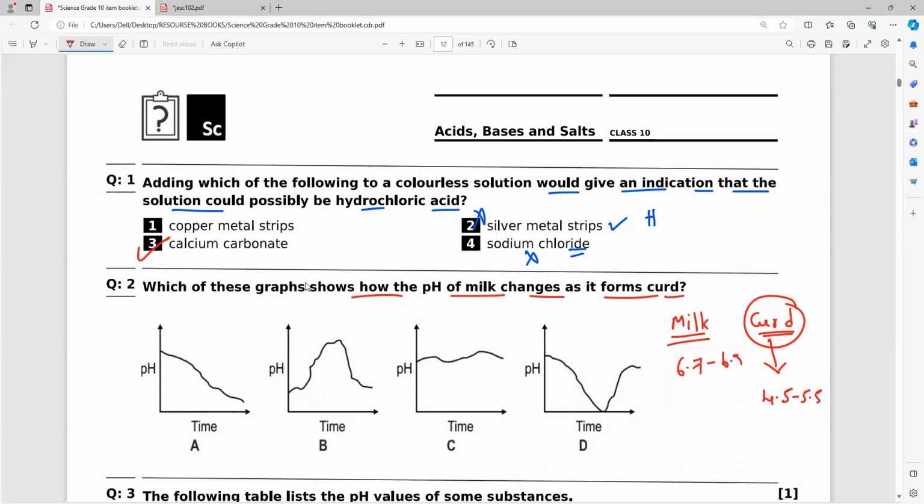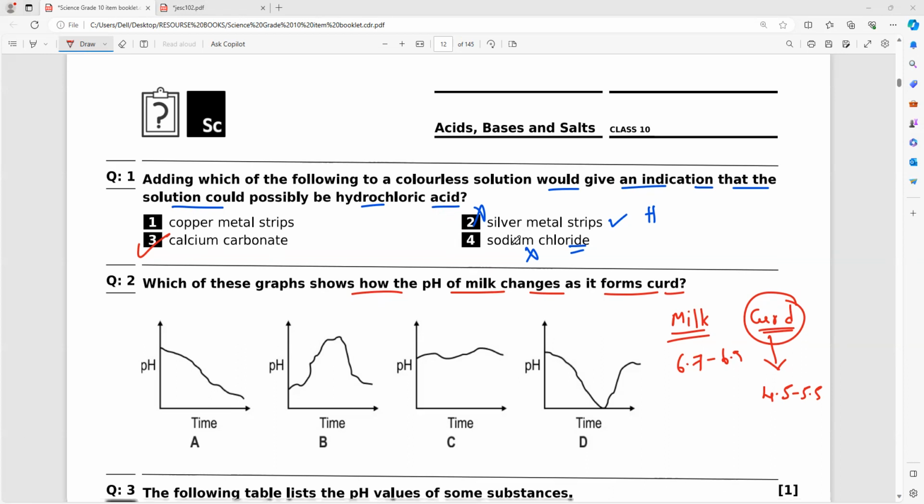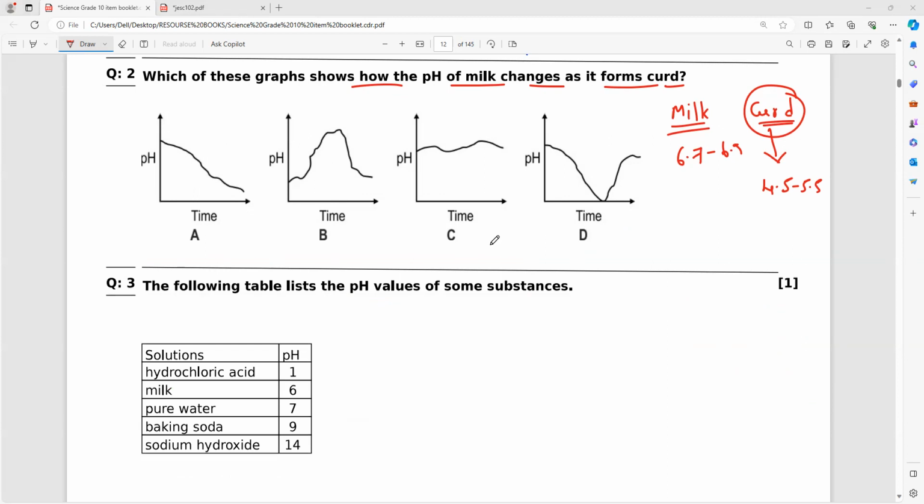So what is happening? When the milk is turning into curd, the amount of acid content is continuously increasing. So does the pH value keep on decreasing or increasing? Everybody, the acidic nature is increasing, so does the pH value decrease or increase? Decreases. So what is the graph? Continuously decreasing. There is no increasing again. So the graph is continuously showing a decrease. The first one. The first one.